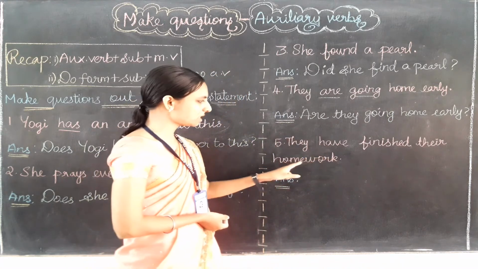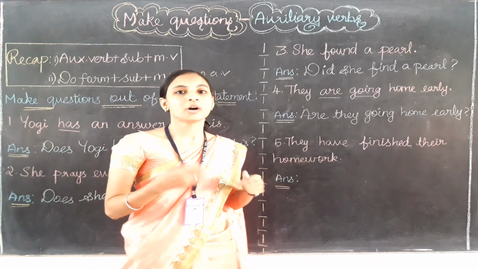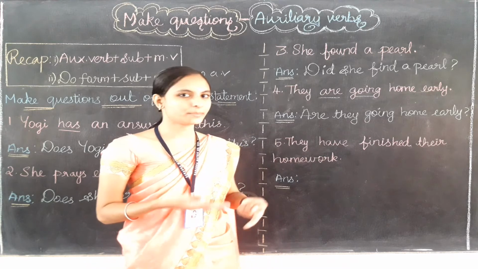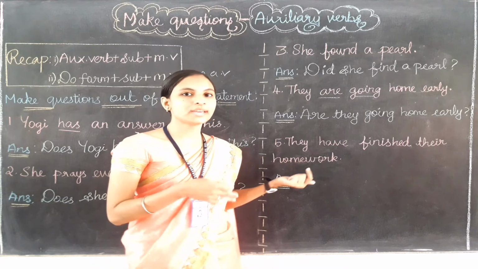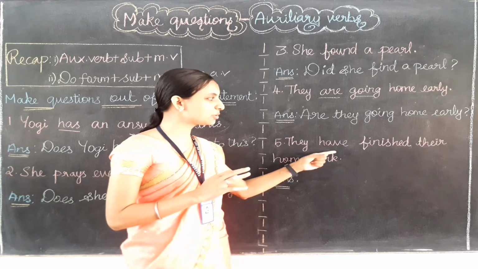Okay, now let's do the fifth one. They have finished their homework. They have finished their homework. Okay, it means அவங்க அவங்களுடைய homework முடிச்சிட்டாங்க. இப்போ முடிச்சிட்டாங்க. So how can we ask the question? அவங்க homework முடிச்சிட்டாங்களா? So before that we need to check the auxiliary verb.